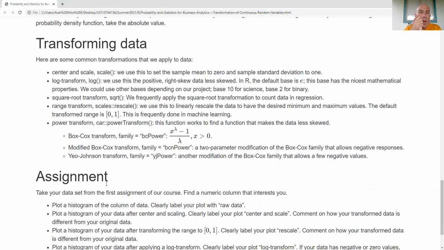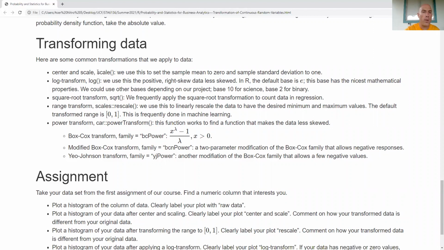So let's go ahead and make this a little bit more concrete. Let's apply this to data. There are some transformations that we use a lot in statistics. First one is center and scale. Second one is log transform, square root transform, range transform, and then power transform.